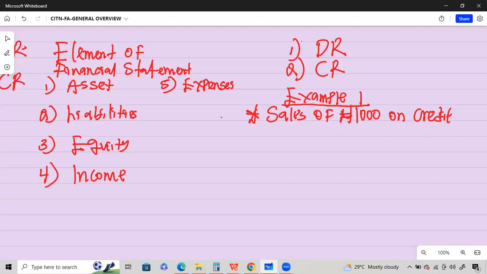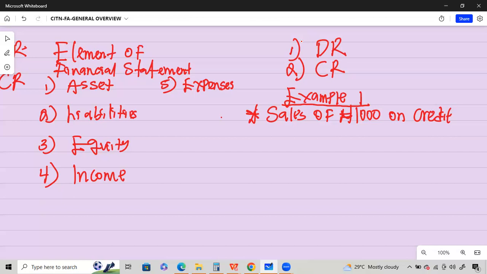So if you made a sales of 1,000 naira on credit now, then the double entry that we are talking about is that you now need to record this particular transaction in the appropriate book.